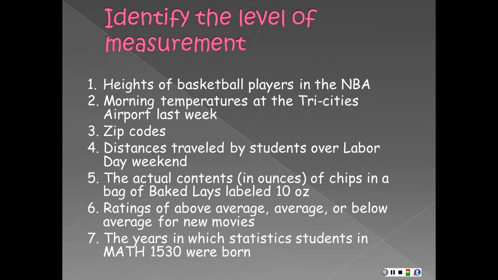Again, you can't have a negative amount of chips in a bag. It's either empty or there's some in there, so that will be ratio. Ratings of above average, average, or below average for new movies are categories. However, they are arranged in an order that makes sense, because if you're looking at the ratings and you're going to pick the movie, you'll probably pick one that was rated above average over one that was rated below average. So that one is categorical, but it is ordinal because it's ordered.